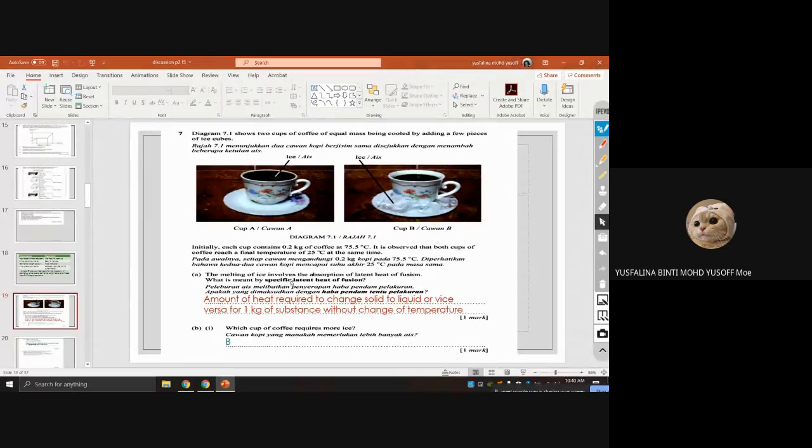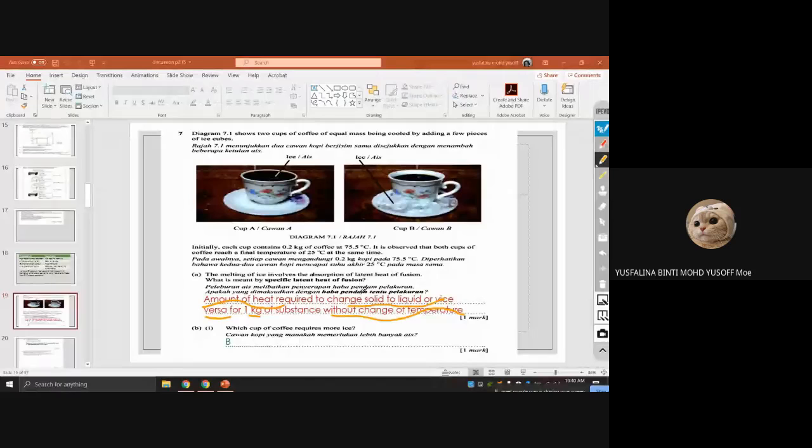So what is meant by specific latent heat of fusion? This is the amount of heat required to change solid to liquid or vice versa for 1 kg of substance without change of temperature. So the keywords here are amount of heat, change solid to liquid or vice versa, 1 kg, without change of temperature. These are the keywords for the meaning of the specific latent heat of fusion.